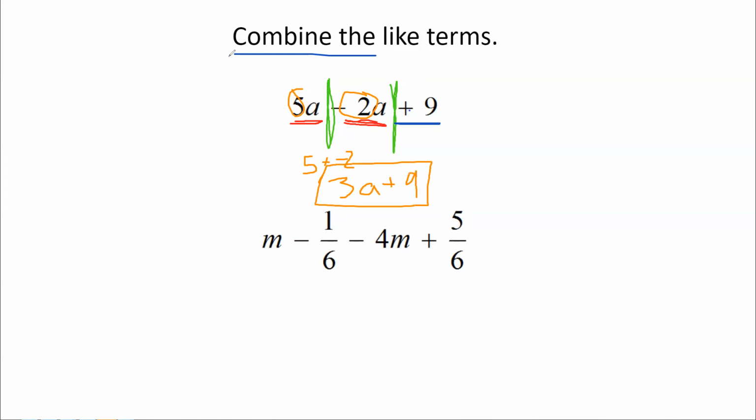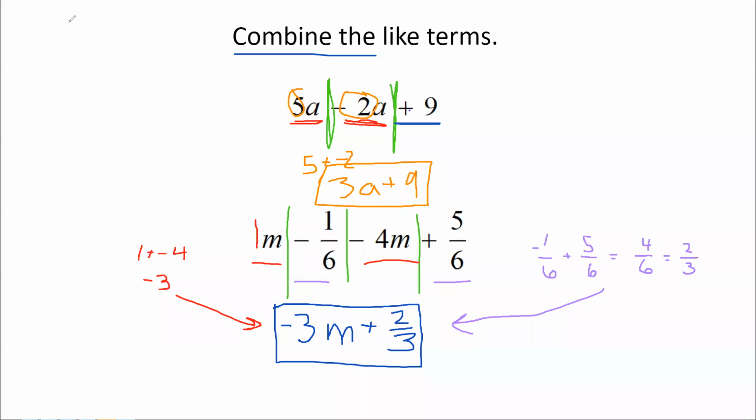Let's look at this next problem. So I'm going to draw my great walls that are separating all my terms, and then I'm going to work on combining my like terms. What I would like you to do now is to pause your video, try this problem out, see if you can combine the like terms, and then check with me after. And here's my answer. So you should have gotten negative 3 from your M's and 2/3 from your no names.